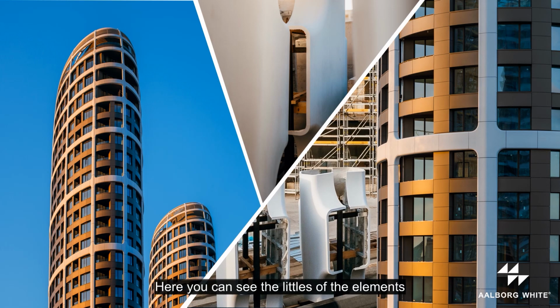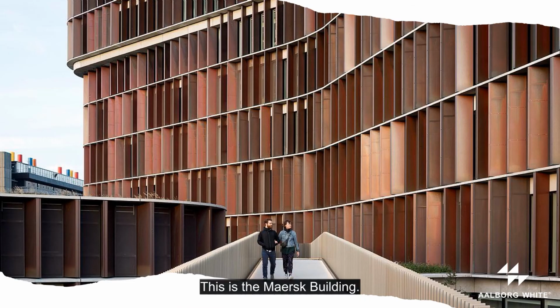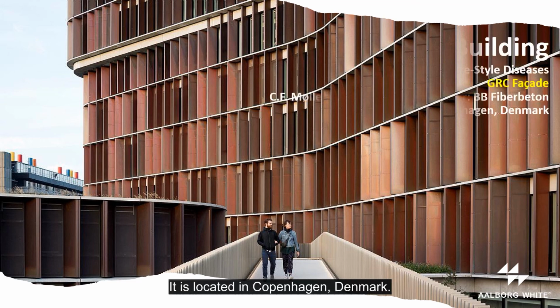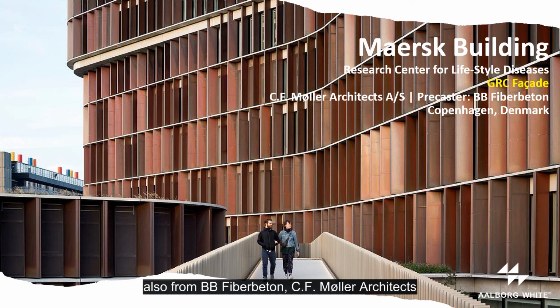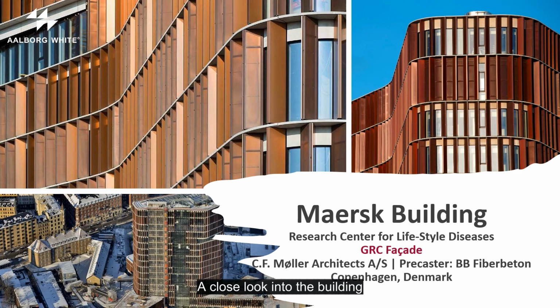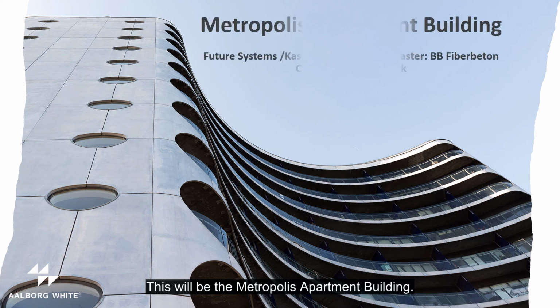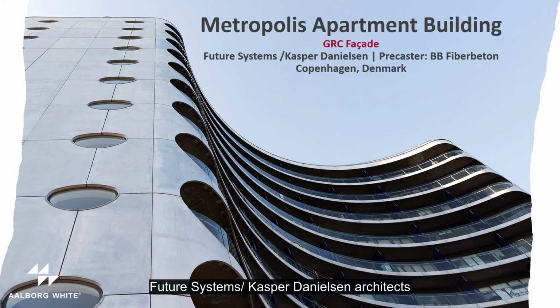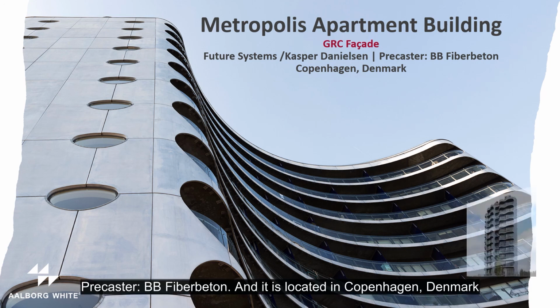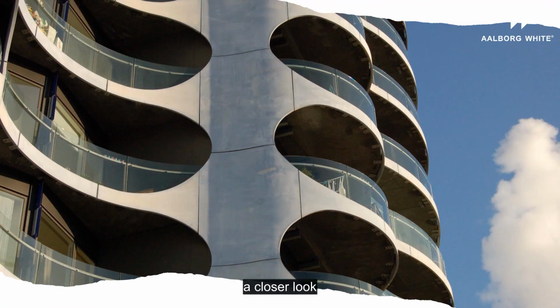And here you can see the details of the elements. This is the Merck building, Research Center for Lifestyle Diseases. It's located in Copenhagen, Denmark, also from Vibe Fiberbeton and the C.F. Müller Architects. A closer look into the building. This will be the Metropolis apartment building, Future Systems, Casper Danielsen Architects. The precaster is also Vibe Fiberbeton and it is located in Denmark, in the Copenhagen area. A closer look.